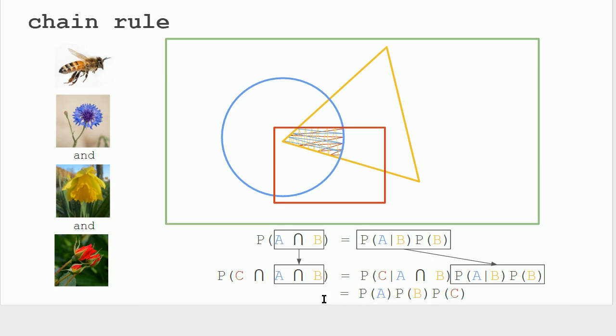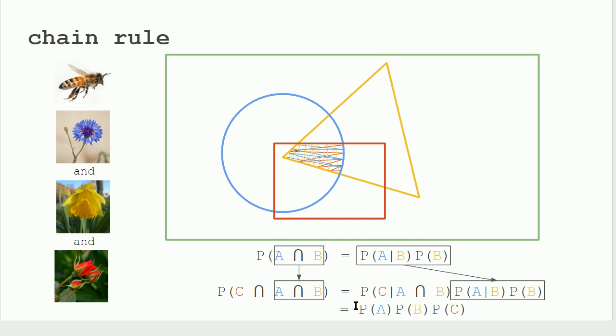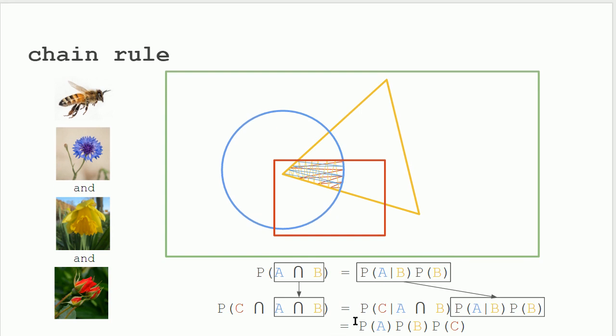And there's just another note that you can write here. This is just to remind you that you can also calculate the intersection of all these three events just by multiplying each of the individual events, the individual probabilities. Okay?